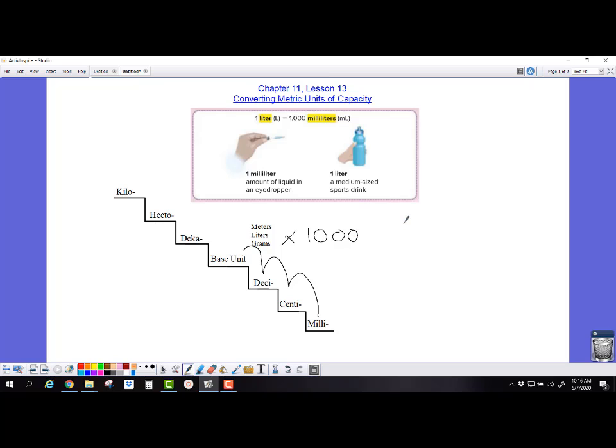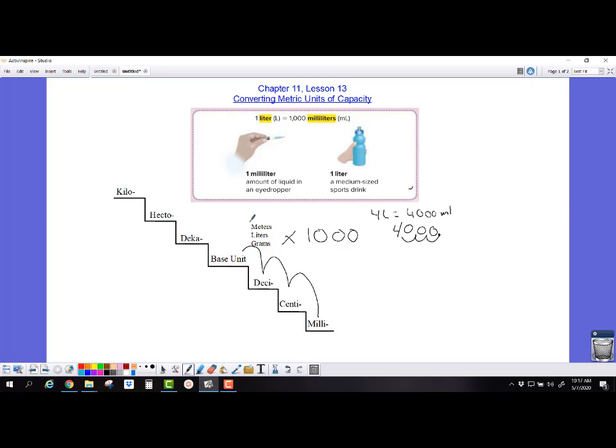So for instance, if we started with 4 liters, we're going to move our decimal 3 places to the right because we went down 1, 2, 3, and our decimal would go here, and we would have to add in our zeros here. So 4 liters would be equal to 4,000 milliliters, which if you look at the conversion makes sense. 1 liter is 1,000 milliliters, so 4 liters would be 4,000 milliliters.